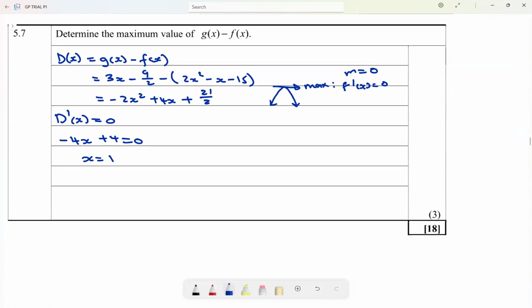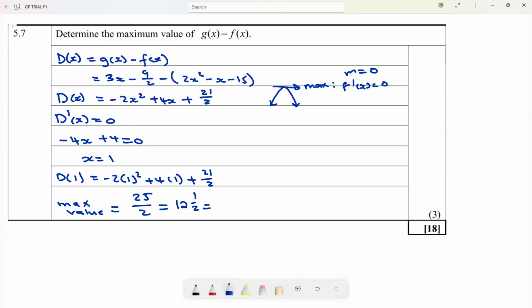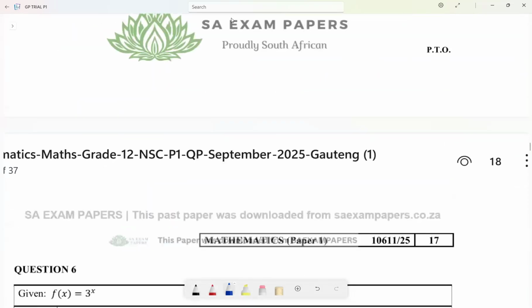And then if x is equal to 1, I need to come back to my d of x formula. Then substitute d of 1: negative 2 into 1 squared plus 4 into 1 plus 21 divided by 2, and then you'll see that the maximum value is going to be something like 25 divided by 2. Okay, 25 divided by 2, which is the same as 12 halves or 12.5. Okay, let's move on.